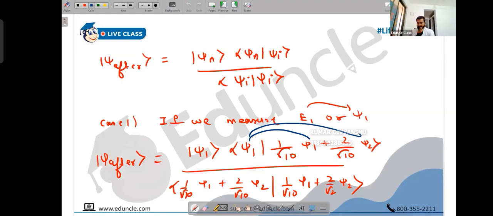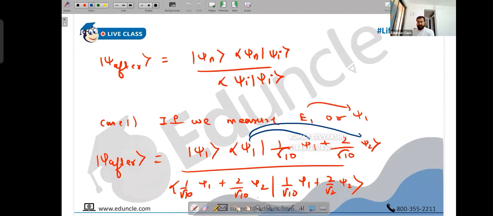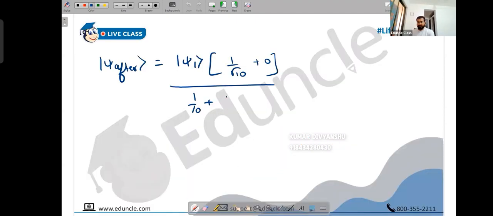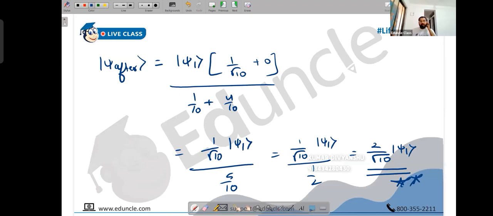In the denominator, we have again psi 1 will multiply: 1 upon root 10 into 1 upon root 10, that's 1 by 10, plus psi 2 will multiply 2 upon root 10 into 2 upon root 10, that's 4 upon 10. So we are getting 1 upon root 10 times psi 1, the whole upon 1 by 10 plus 4 by 10, which is 5 by 10. So 1 by 2, 2 goes in the numerator. The answer is 2 upon root 10 of psi 1. This is the collapsed wave function. Ask me if you have any questions, don't hesitate.